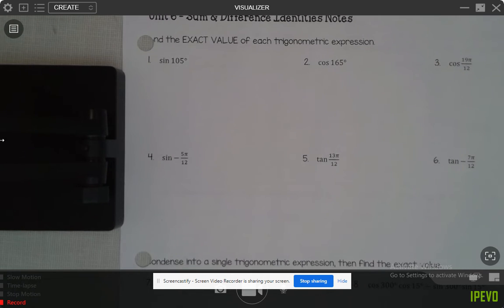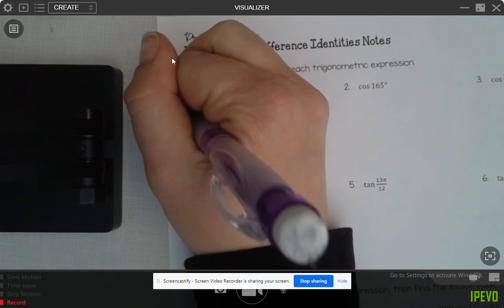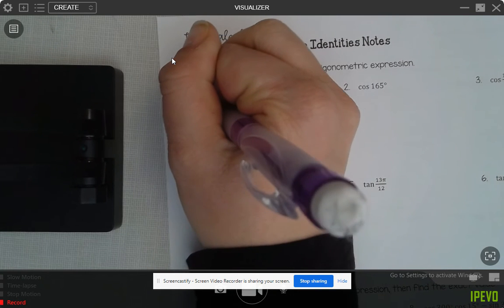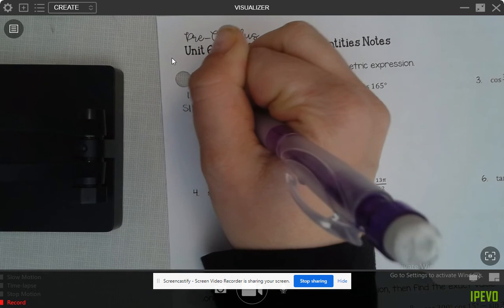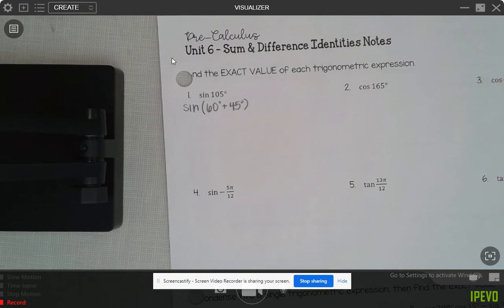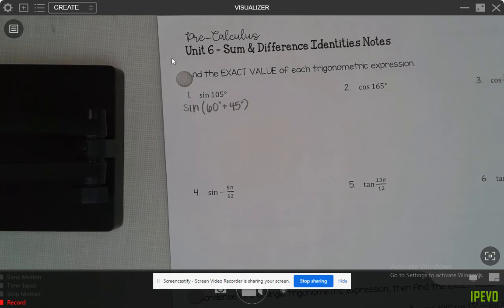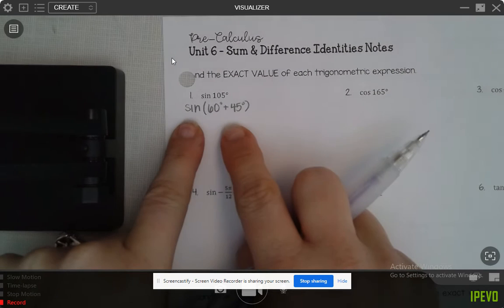It's always going to be 2. Which 2 of these angles over here am I going to use to get to 105 degrees? Since it's in degrees, let's use degrees. 60 and 45. Does it matter which way you add them? Absolutely not. So I'm going to write this as the sine of 60 degrees plus 45 degrees because that's exactly the same. Agree? Yes, no, maybe.